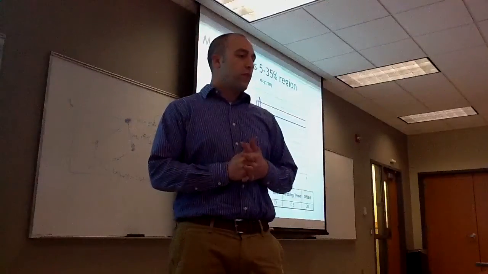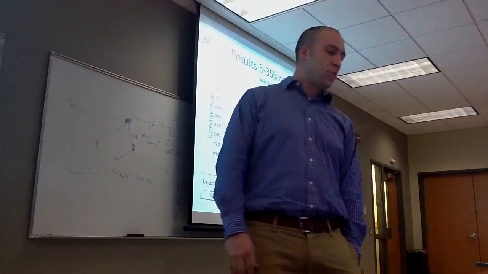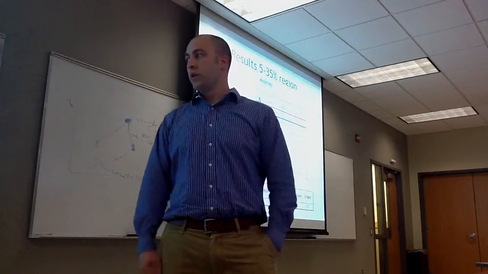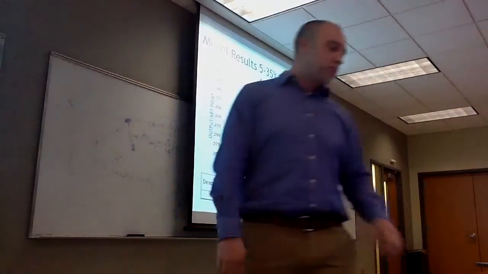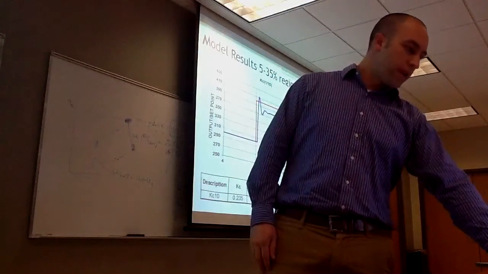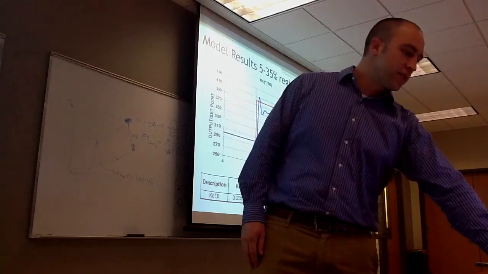Here's the 1/10 gain, and the KC is 0.235 or 0.24 with a decay ratio of 0.3. It's oscillatory and settling time is 0.5 seconds, and an offset of, I think that's 20. That's right.